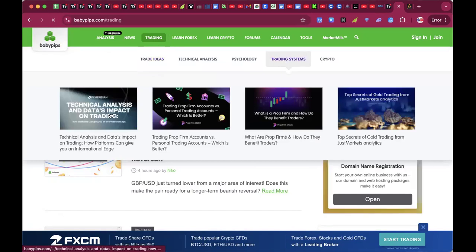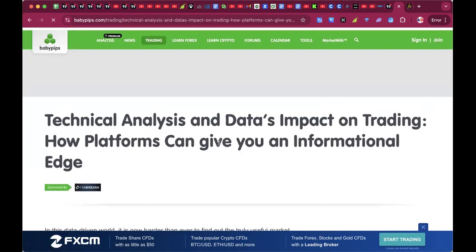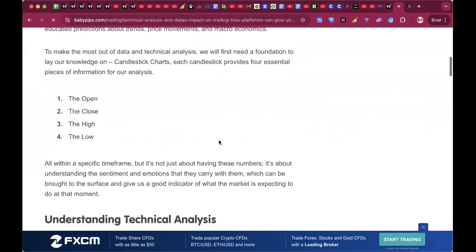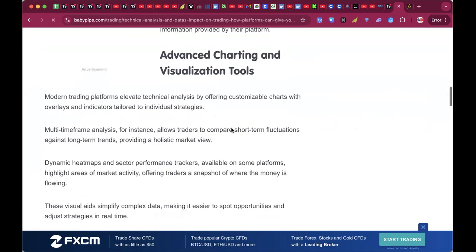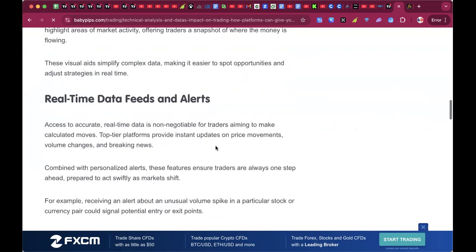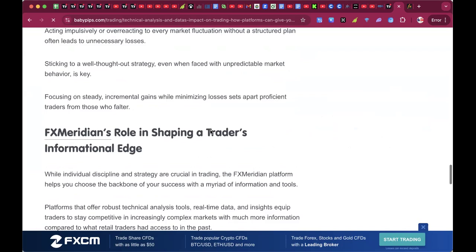So of course, if you go there, you want to just learn foundational and all of that. You can start from, I think, grade 1 or grade 2. There are so many things there you can go and study. So the open, the close, the high, the low, understanding technical analysis, advanced charting, visualization tools, real-time data feeds and alerts and all of that. So you can find yourself learning about all of those things, volume data, and a lot of other things.